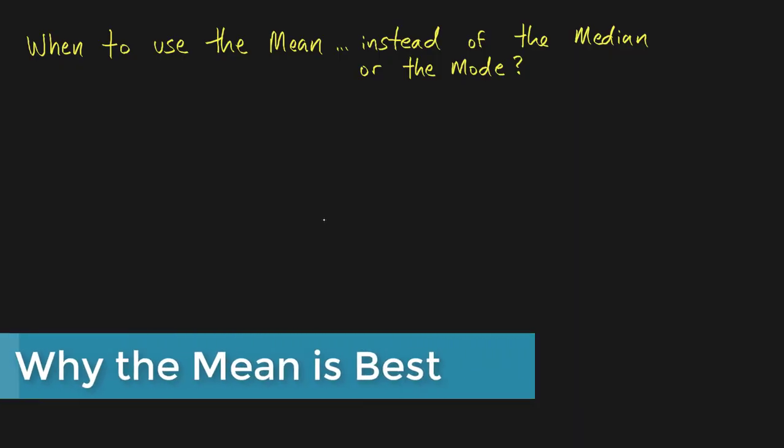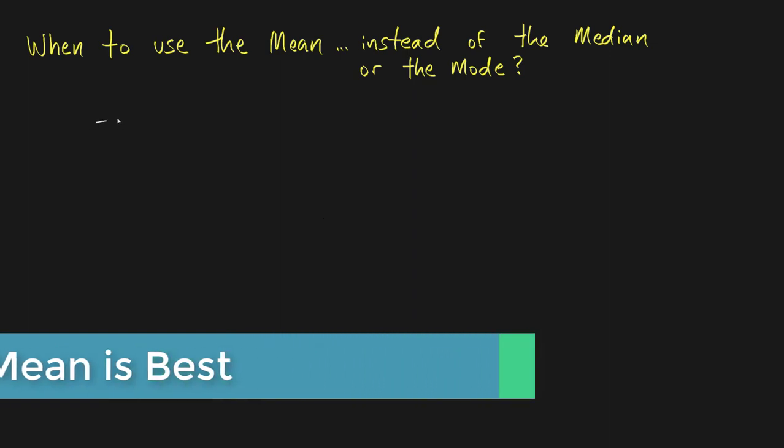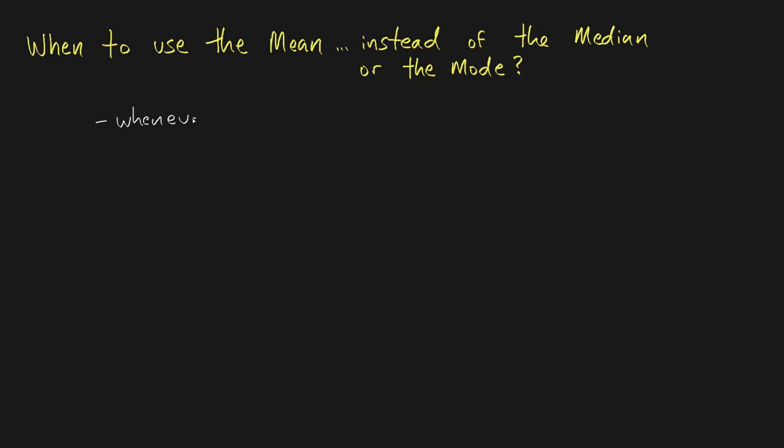When should you use the mean instead of either the median or the mode? Well, quite simply, the answer is whenever you possibly can. I say this because the mean is the preferred method, specifically for measuring central tendency.